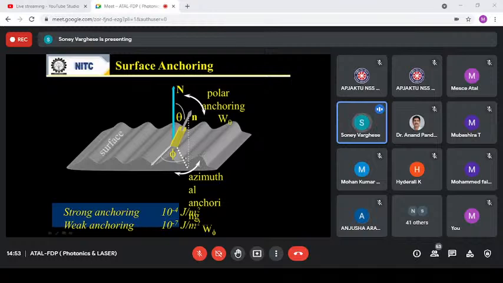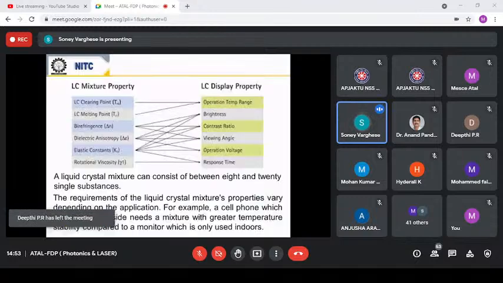So we used to say the molecule will have some attraction to the surface. That is what surface anchoring means. And the molecule also possesses some angle with the surface. We call it the pre-tilt angle, right? So these are some basic parameters we usually count when dealing with such molecules.